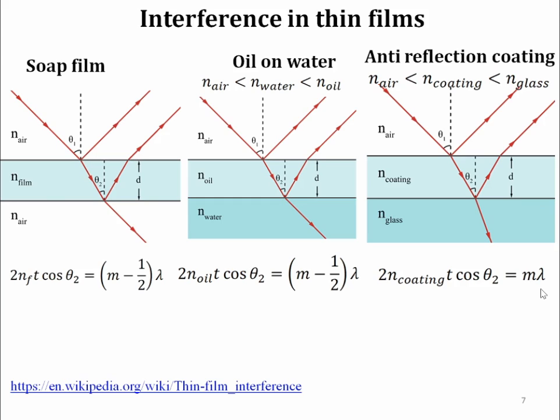So now the examiner may ask you this question in different ways. He may give you different conditions, and according to those conditions you can obtain the condition for constructive interference in thin films. This stuff can be found in detail on Wikipedia. I found these figures very helpful, so I have taken them from Wikipedia. You can go and see details there.